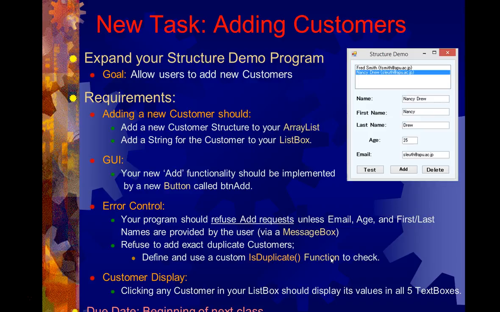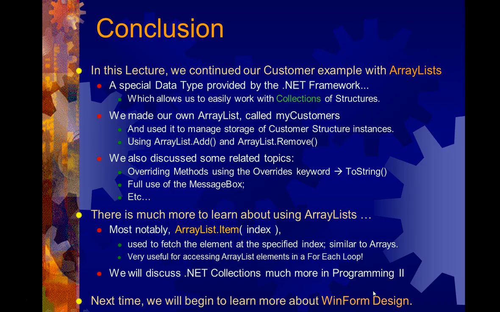And then customer display: clicking any customer in your list box should display its values in all 5 text boxes. Okay, so that's what you're supposed to do for homework.